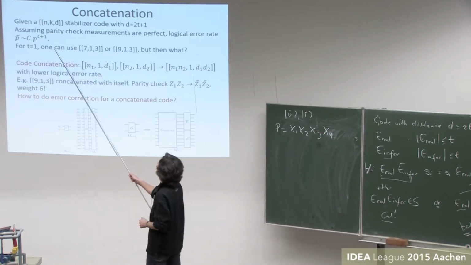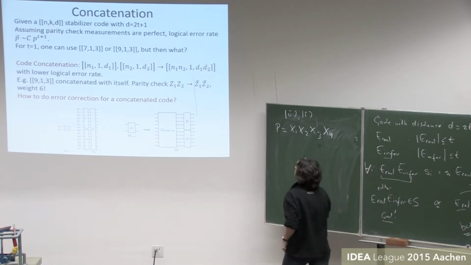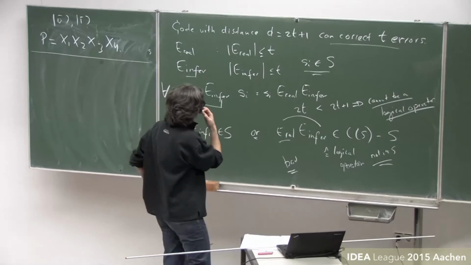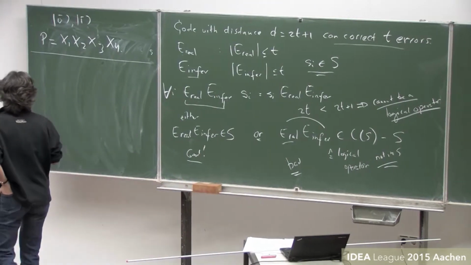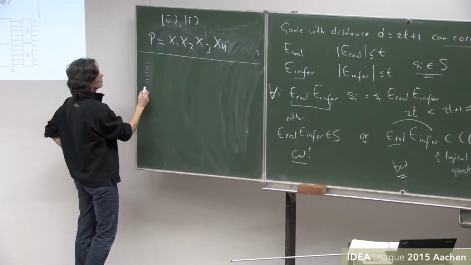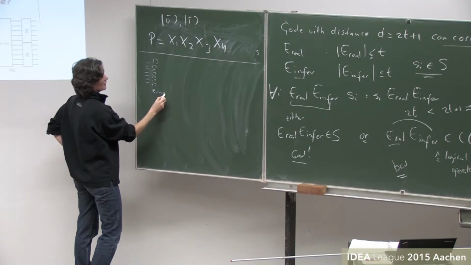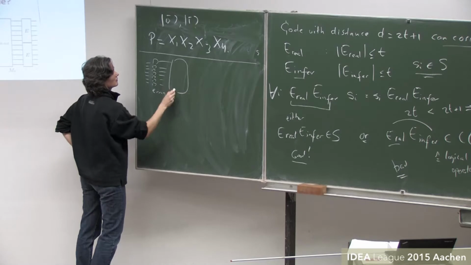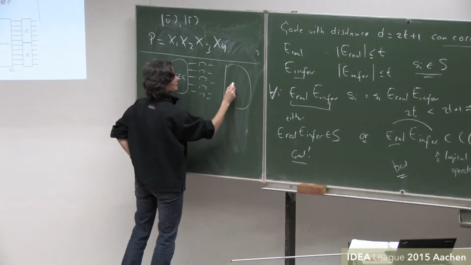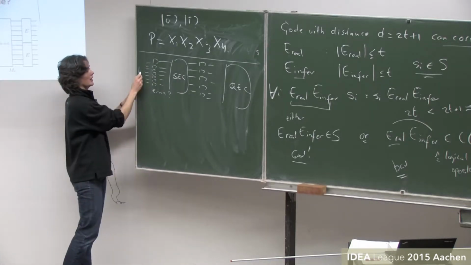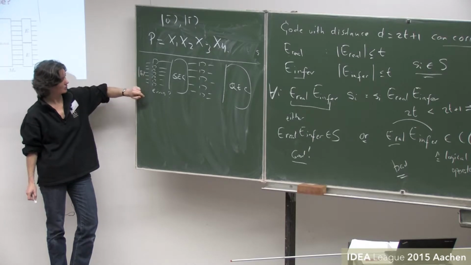Okay, so the first comment I want to make is something like this. Don't look too much at the slide because I want to go beyond it. A code with distance d can correct t errors. First I'm going to assume that my parity check measurements are perfect. Let's say I have encoded my data, say I've made a logical 0. And these are sitting there, and I assume there's a certain error rate which sprinkles some errors on these data qubits, denoted by these things.